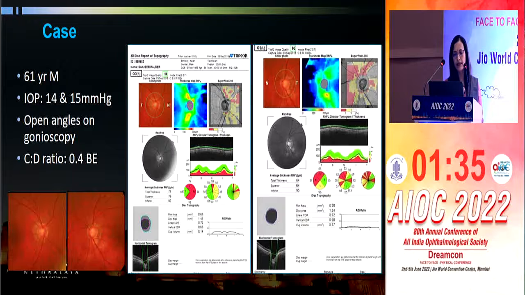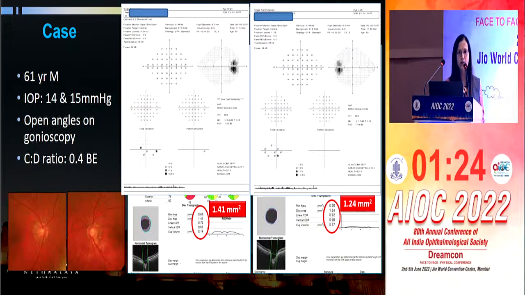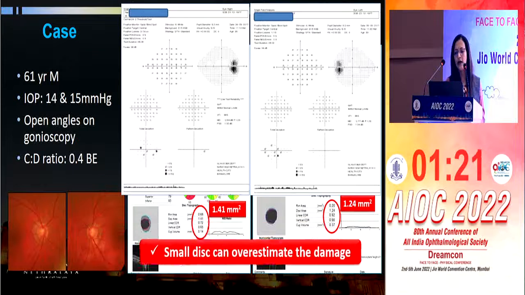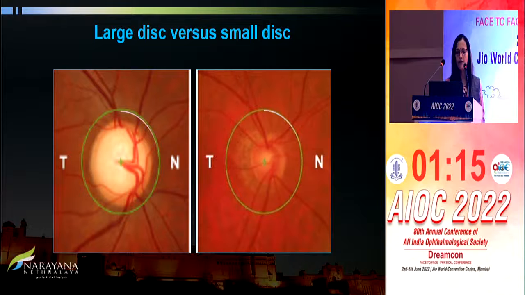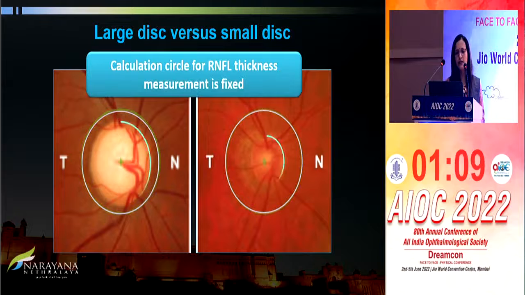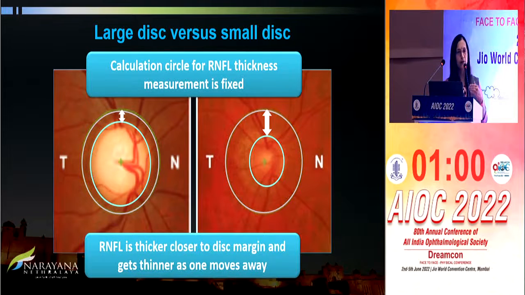However, what we need to keep in mind in certain situations like this, you can see the nerves being normal, all parameters being normal, but you see a lot of abnormal areas, while the fields are normal. Again, you have to keep in mind the disc size. A smaller disc can give you abnormal values and overestimate the damage, and vice versa, a larger disc can underestimate the damage. Why? Because you have a fixed circle where you get the RNFL thickness. Now, if you have a smaller disc or a larger disc, the distance between the disc margin and the area of measurement varies. And as you go further, the RNFL would be thinner. So when you have these statistical comparisons with abnormal disc sizes, you can have variable results.